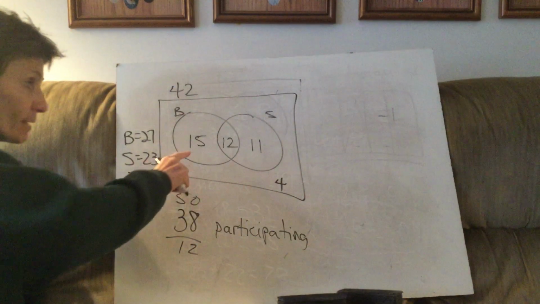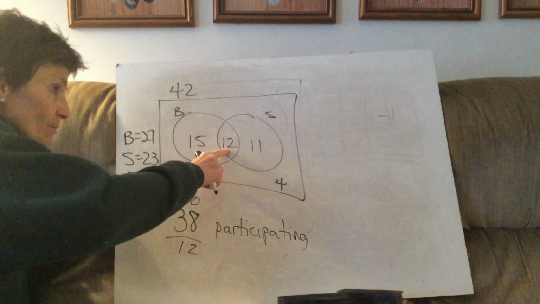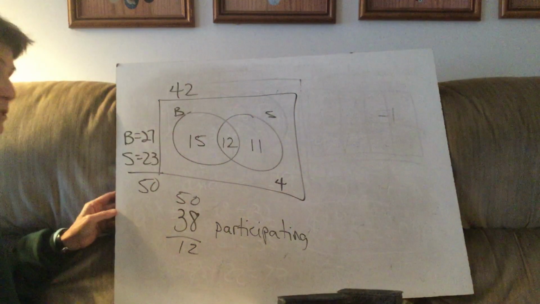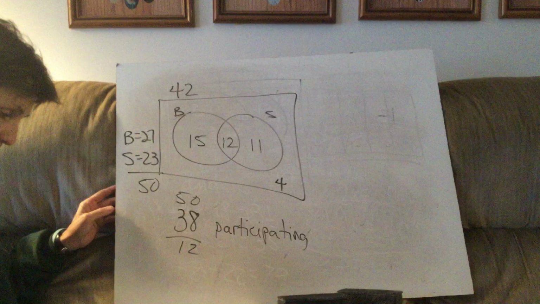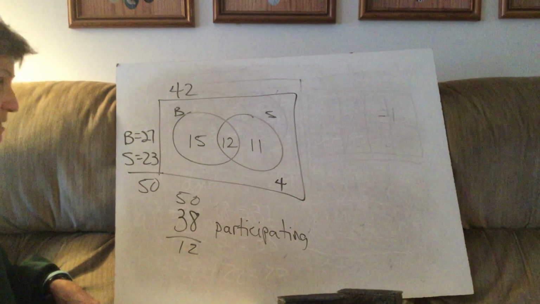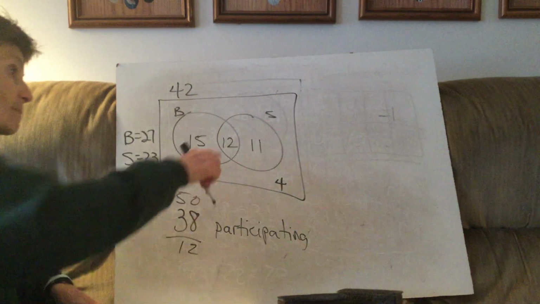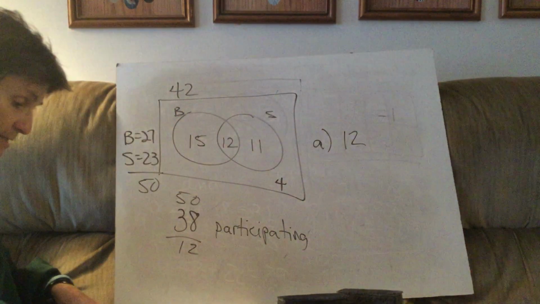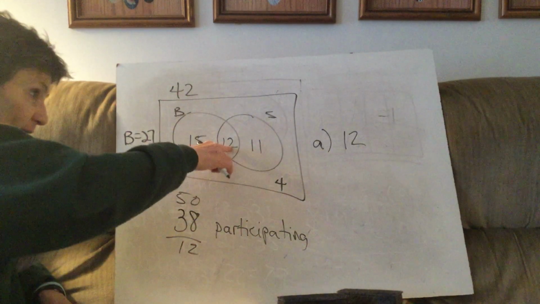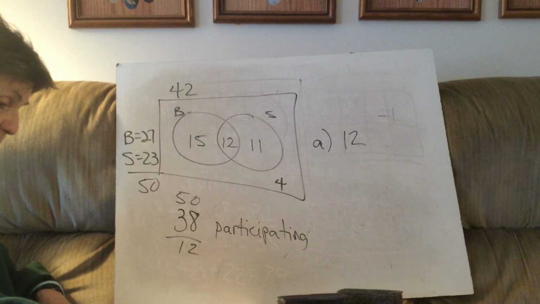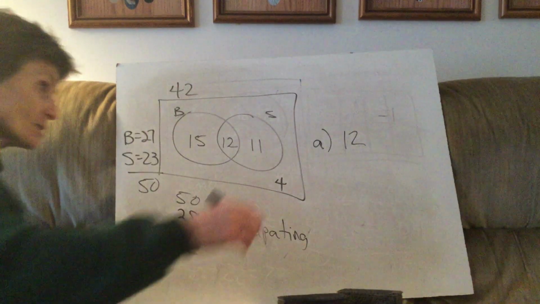Now do a quick check. 15 and 12 and 11 and 4. Does that add up to 42? It does. So now we can answer the questions. How many students did both lifts? Well, that's 12. So the answer to A is 12. 12 students did both lifts. Right there they are.